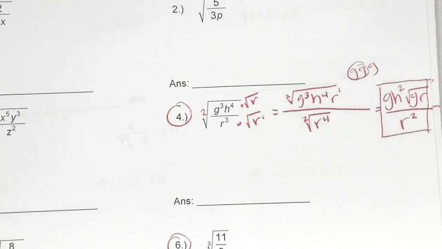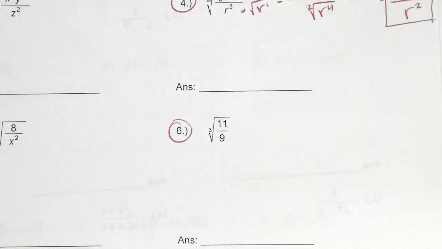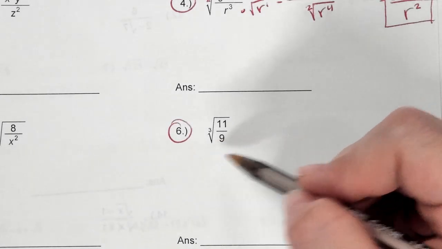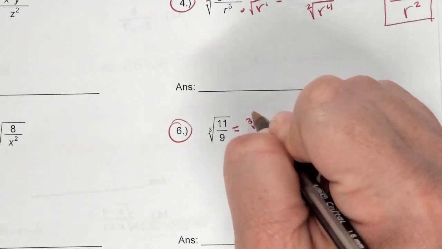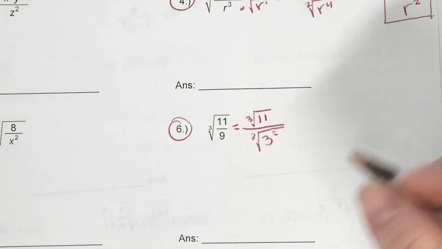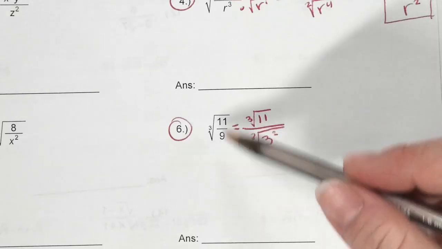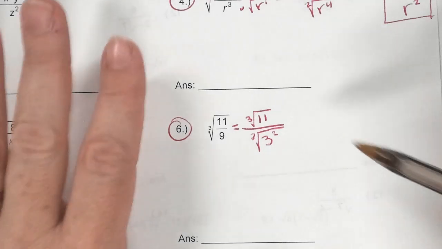Okay, look at number 6. Okay, I could leave this as is, and I could multiply by the cube root of 9 squared, because that would give me 3 9s, right? But here's my question. Could I rewrite this like this? Is 3 squared 9? Mathematically, have I changed anything? No, this still equals that. So if I already have 2 3s, how many more do I need to get a cube? 1.